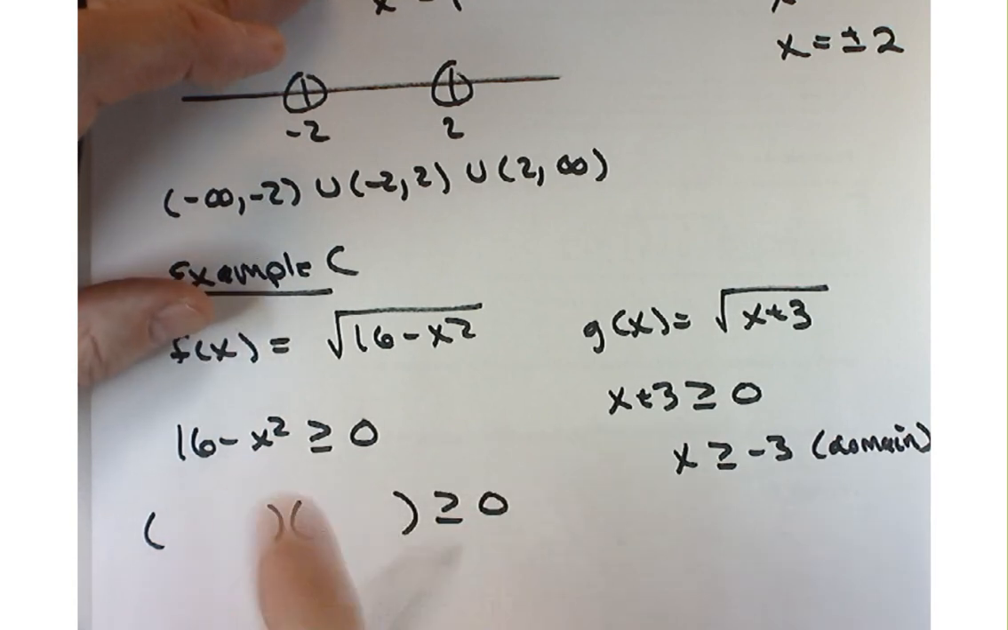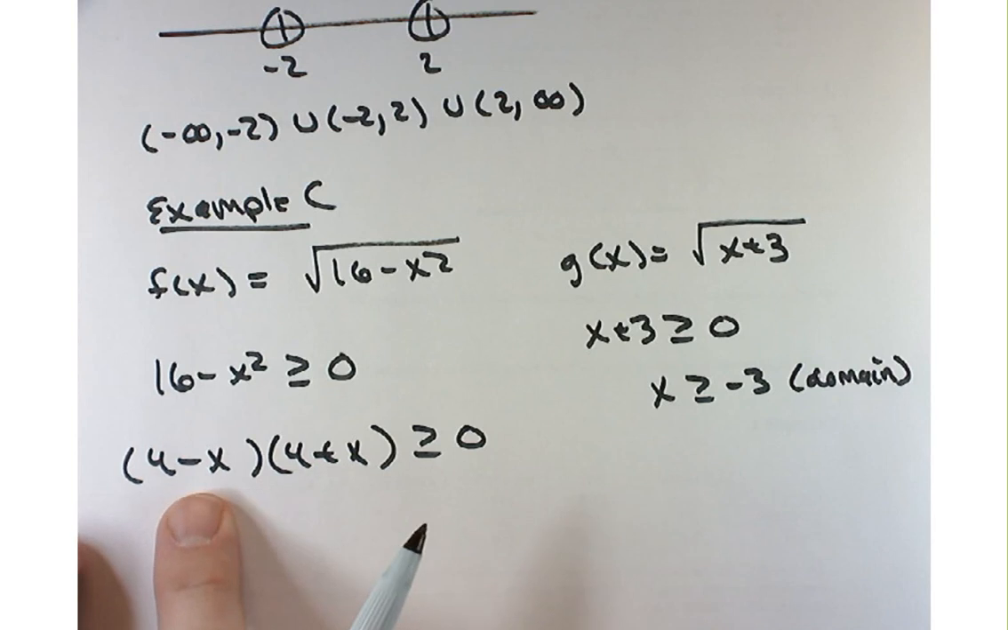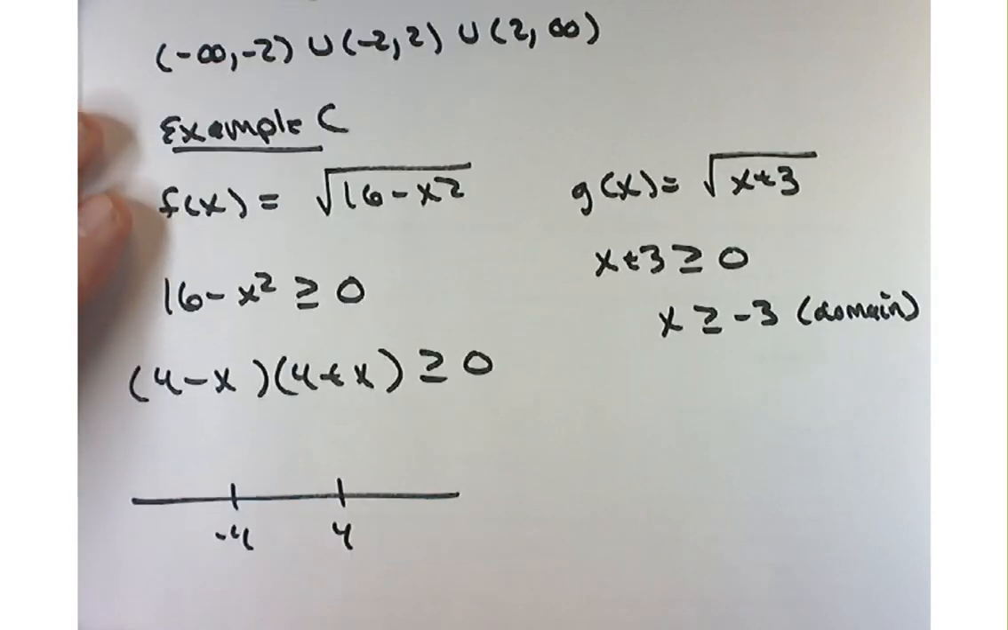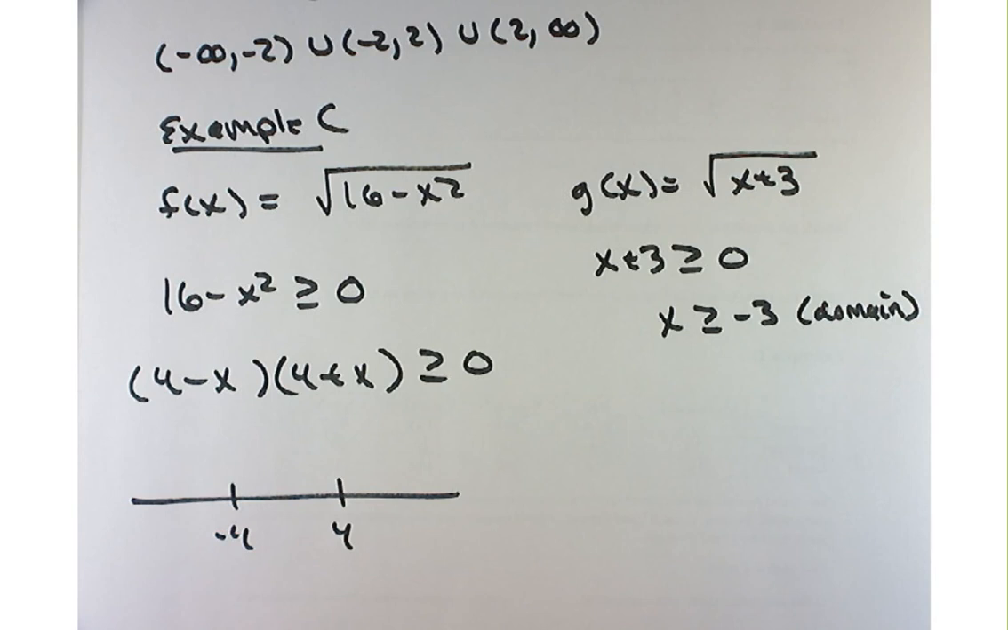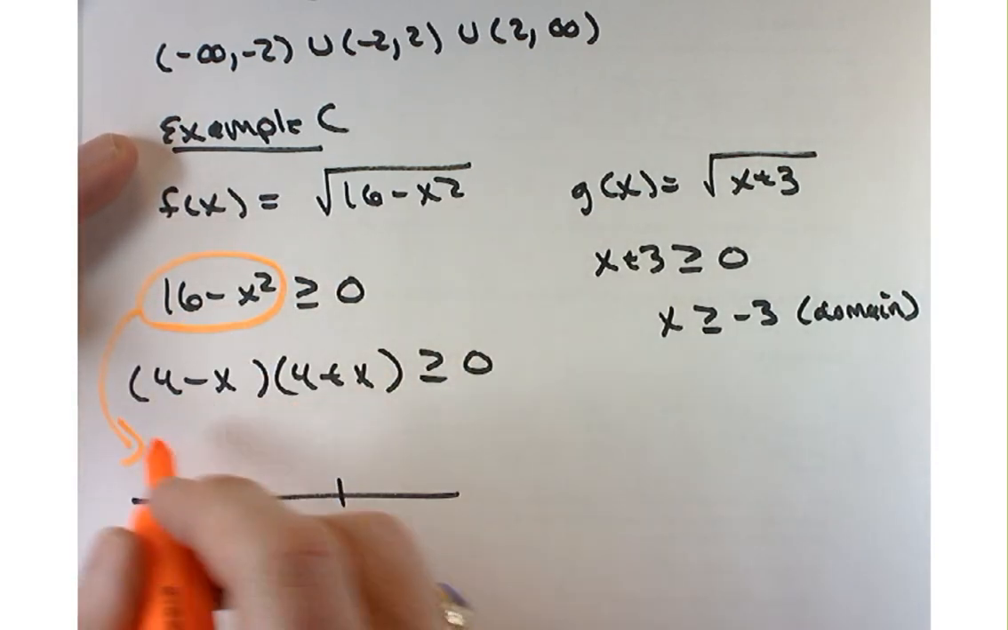First question is, where does it actually equal 0? What values of x would actually make this equal to 0? 4 and negative 4. So 4 and negative 4. And this is where you do your testing of points. So you would take this expression here and test points.